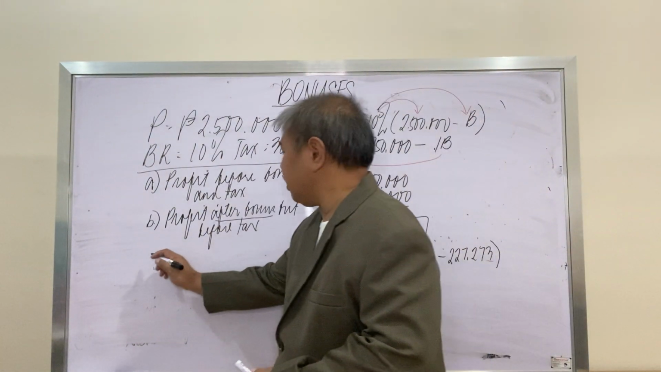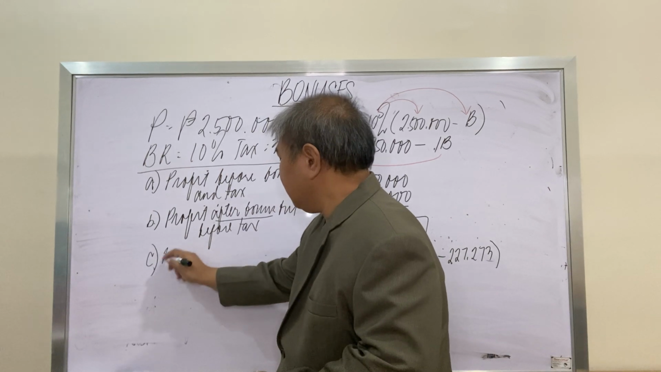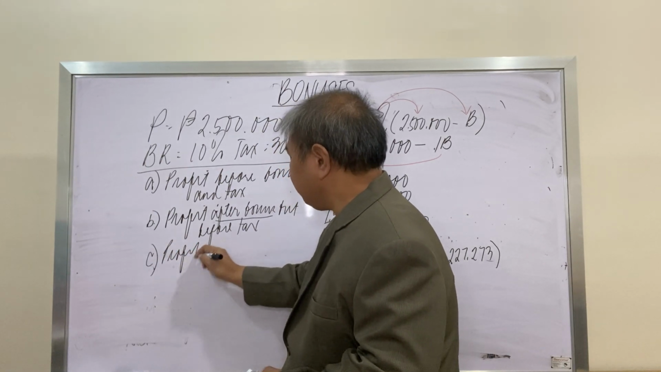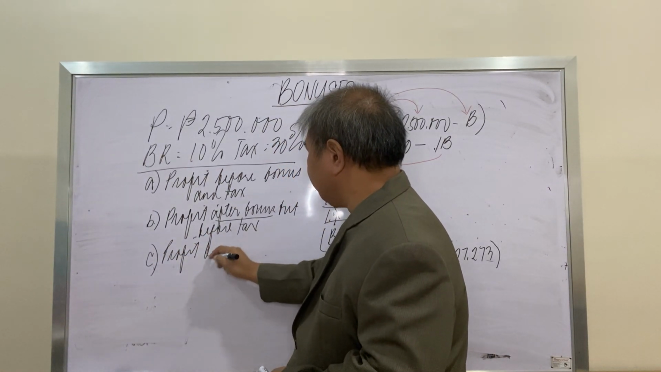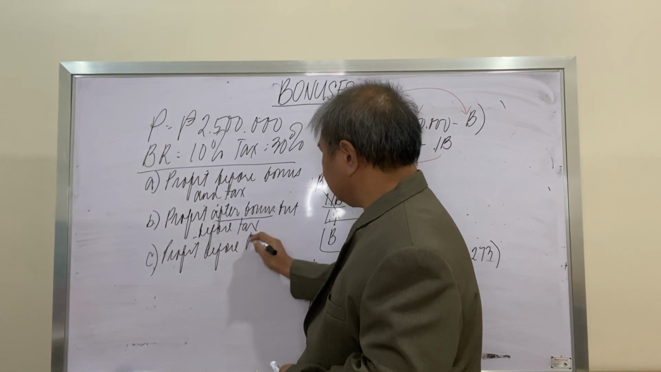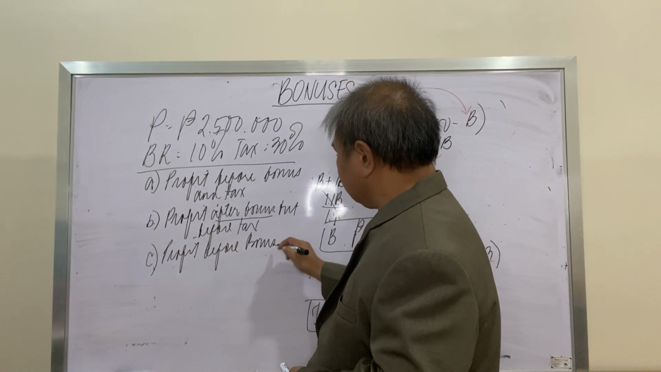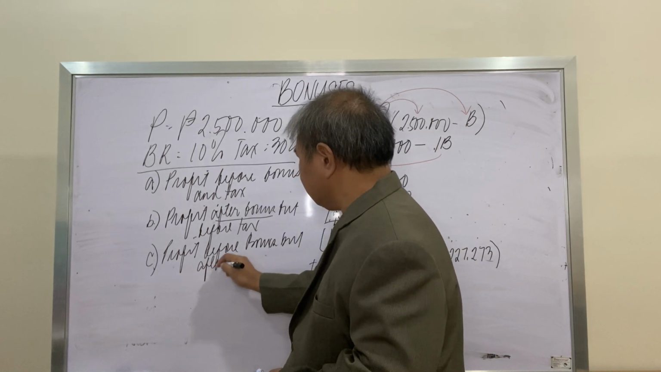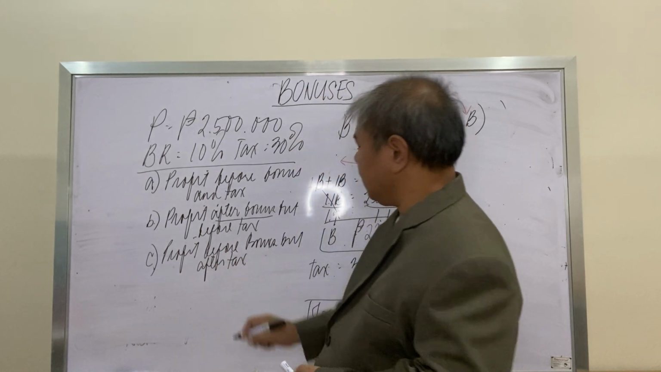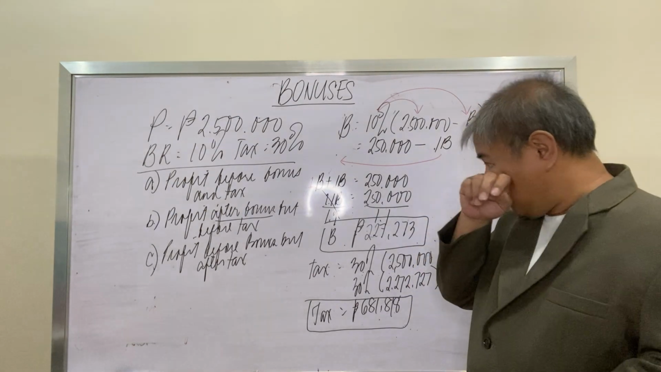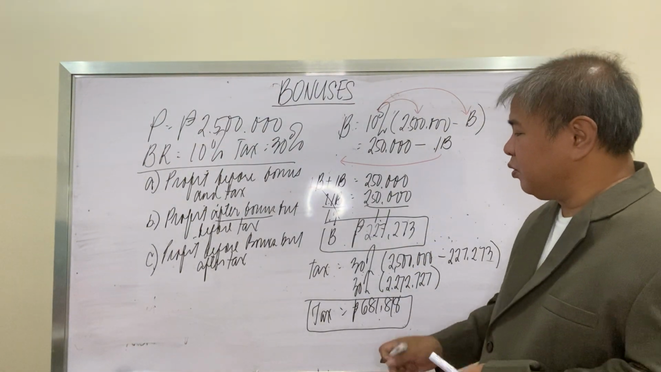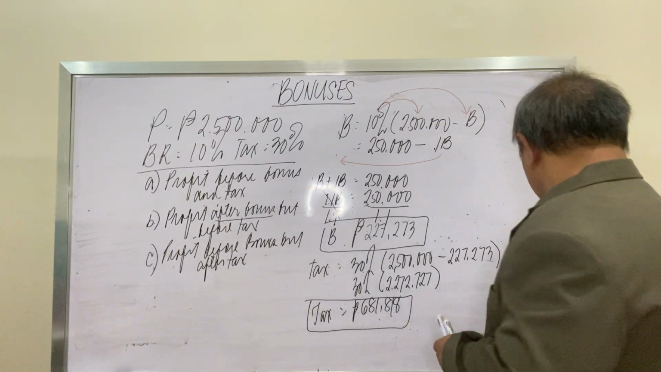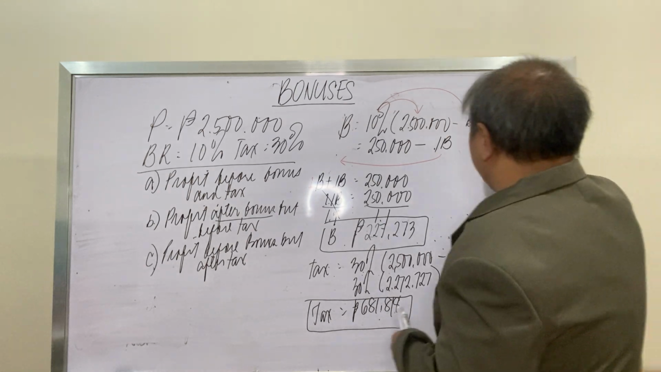Now, assumption number 3, or letter C, is that the bonus is based on profit before the bonus, but after tax. So the bonus is based on profit before the bonus, but after tax. How will our formula look like?